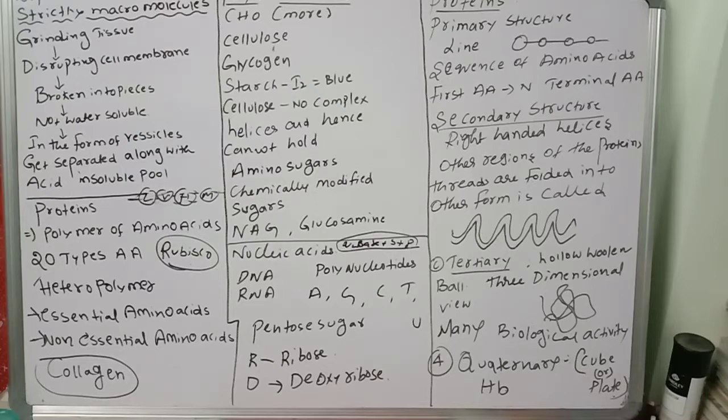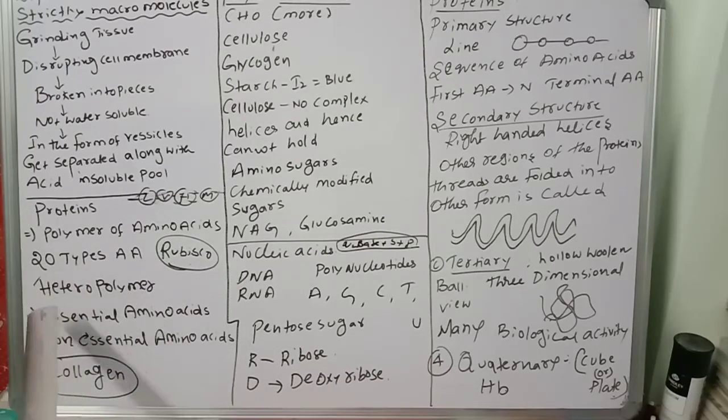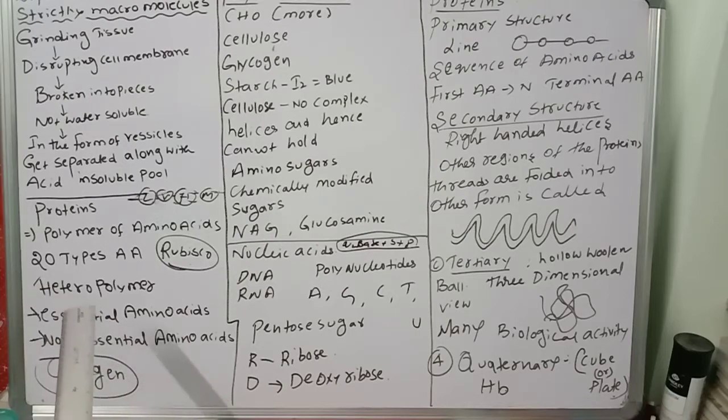The most abundant protein in the animal world is called collagen. In the plant world, it is rubisco. Protein means a polymer of amino acids. It is a heteropolymer, so there are different types of amino acids. Why are we calling them essential amino acids? Because we get them through food. Why non-essential? Because in our body itself, the production is going on. That's why they are called non-essential.